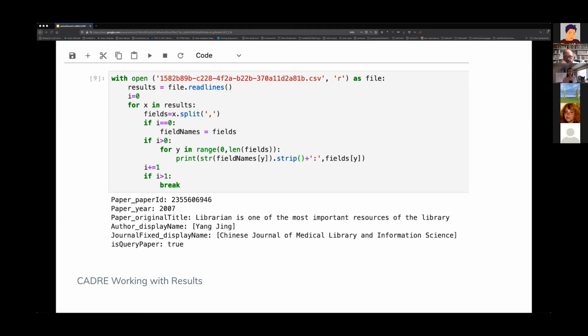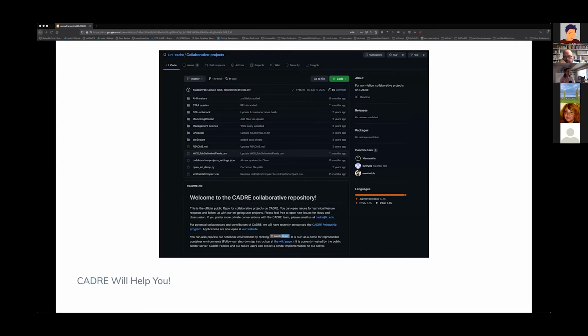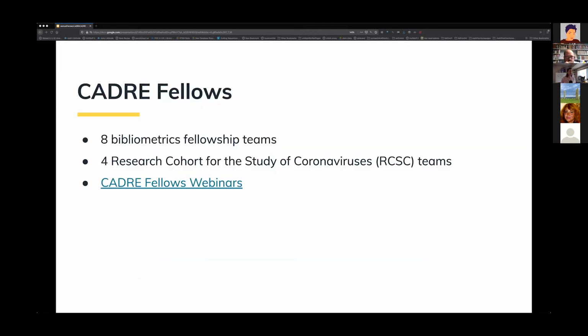I also want to talk a little bit about how you can work directly with Cadre. You can work with Cadre if you have something that you need that is beyond the capability of that query builder. You can see for a bunch of these, they have pulled them out and put them on GitHub so people can grab them. These were mostly for things with the Cadre Fellows that I'd mentioned earlier. The Cadre Fellows were 8 bibliometric fellowship teams and then 4 research cohort for the study of coronavirus teams, started at the beginning of the pandemic. There's a bunch of Cadre Fellows webinars where people have talked about their work. I have done one, actually I've done 2 of those.